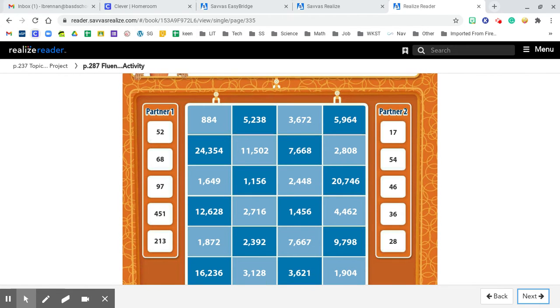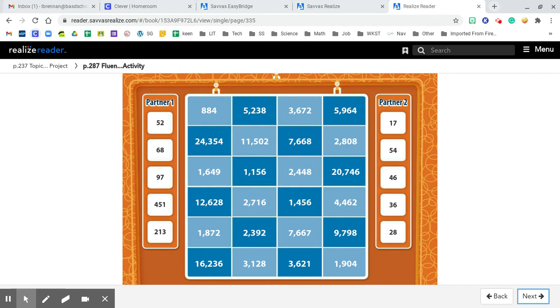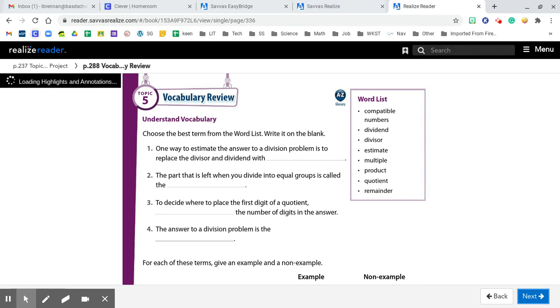So partner 1 could pick 52, partner 2 picks 54. Both partners will multiply 52 times 54. Whoever gets it correctly first gets a tally mark. You can check your work on a calculator. That's just to review multiplication.